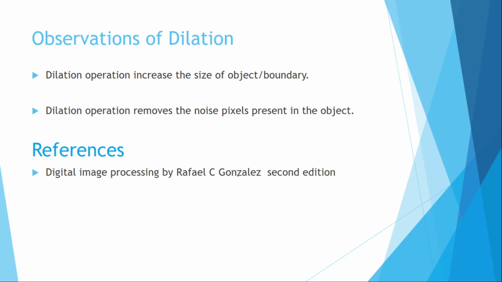So the observations we have made till now: the dilation operation is going to increase the size of an object, nothing but the boundary of the object is going to increase. And the second observation is that in the dilation operation, any breakages we normally consider in terms of noise pixels. If any noise pixels or breakages are there in the objects, they are going to be filled up. So simply we can say that the dilation operation removes the noise pixels present in the object.